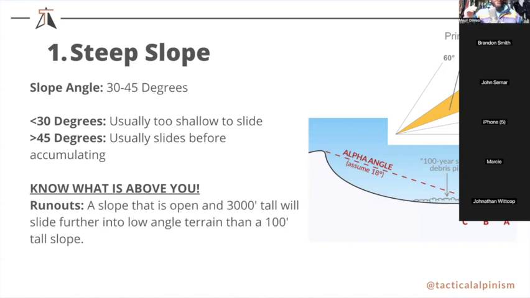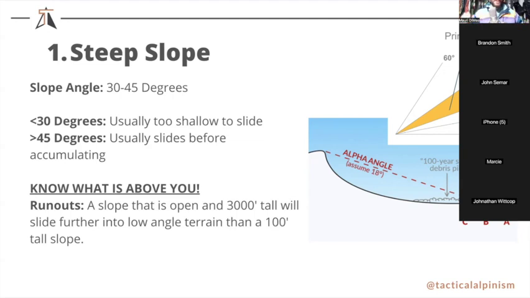Once you get over 45 degrees, again, you can have an avalanche, but it usually slides before accumulating. That would be often what you might see in Alaska ski films where you have sloughs. Those are technically avalanches. They are a type of avalanche, but it usually slides before accumulating to a point where it could bury a person.